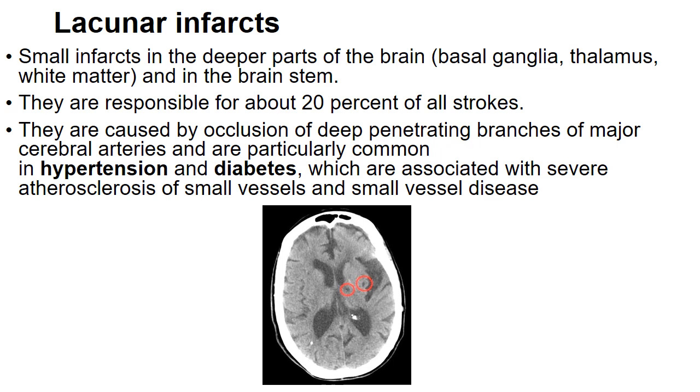Okay, so now what are lacunar infarcts? Lacunar infarcts are small infarcts in the deeper part of the brain, typically involving the basal ganglia, thalamus and the white matter, and the brain stem may also be affected. They are responsible for about 20% of all strokes. They typically occur in individuals who are hypertensive or diabetic and characteristically involve the deep penetrating branches of the major cerebral arteries. They are often associated with severe atherosclerosis of the small vessels and small vessel disease.